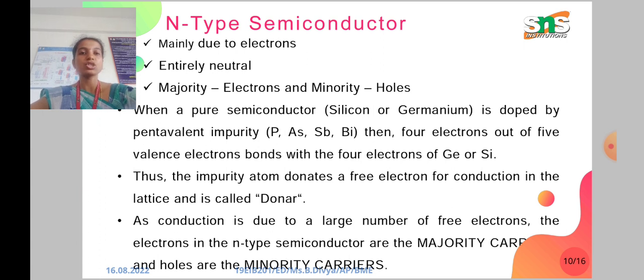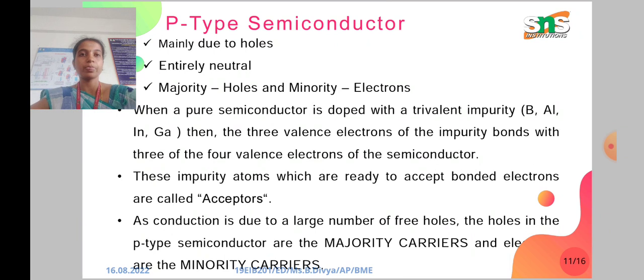Since the conduction is due to a large number of free electrons, the electrons in n-type semiconductors are the majority carriers and the holes are the minority carriers.